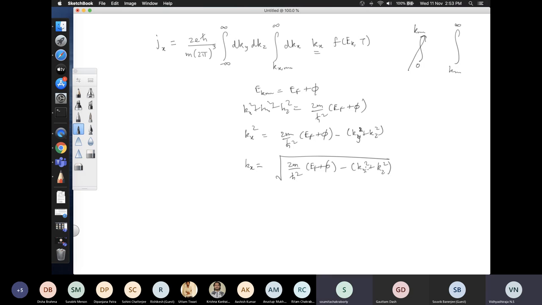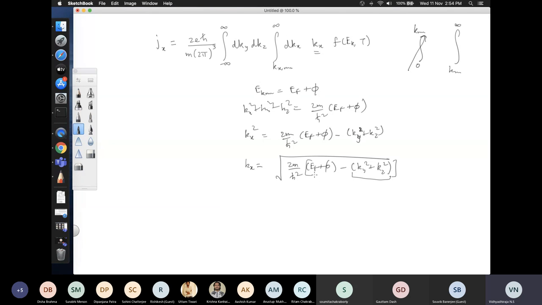Shumita, that's your question, right? If I take ky and kz to be finite, this will contribute a finite value, and then the kx minimum will turn out to be smaller than square root of 2m by h cross squared (EF plus phi), correct? No, I don't know if that can be larger than the first term. This will not be larger than the first term, you're right, because the entire energy of the system cannot be larger than EF. And the work function is added to that. So this will never exceed this.